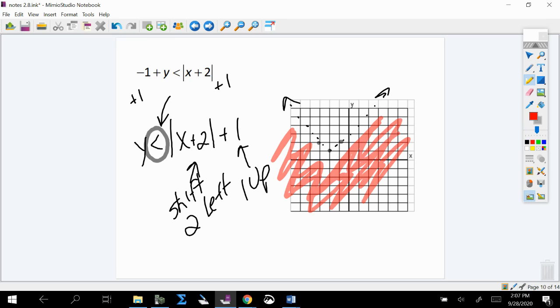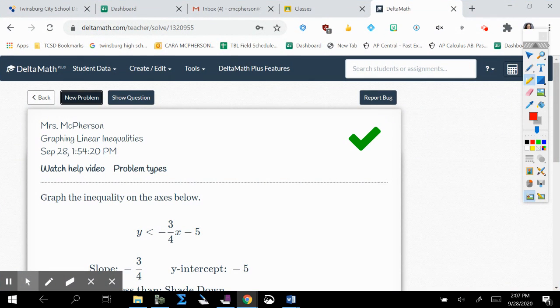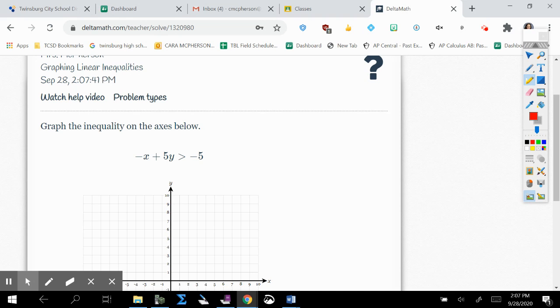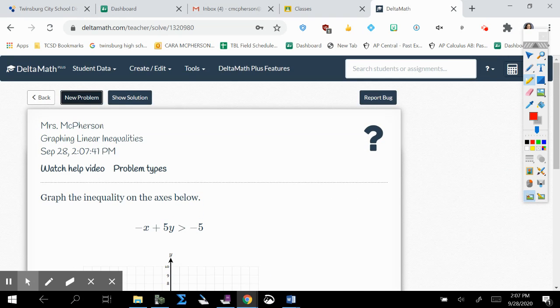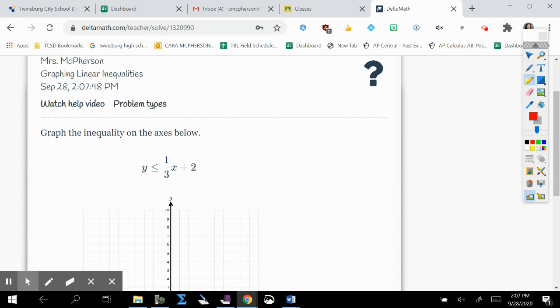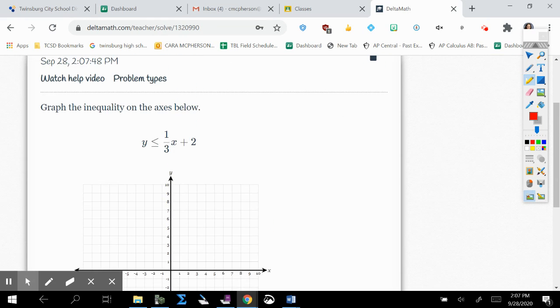So I want to show you what that looks like as well. Again, on Delta Math, so if you want to go back to Delta Math and take a look at it, on Delta Math, you're going to get a variety of questions. You're going to get some like this one that are in standard form. You can decide if you want to rewrite it or leave it in that form to use the cover-up method. You're going to get ones that are in slope-intercept form, and you always have that opportunity to change your line and change your shading to help you figure out what you're doing. And that's 2-8.